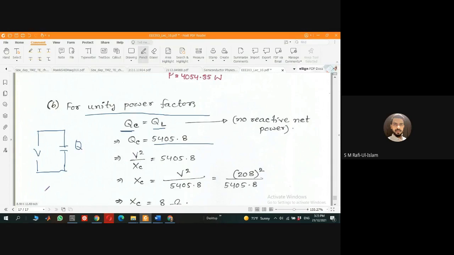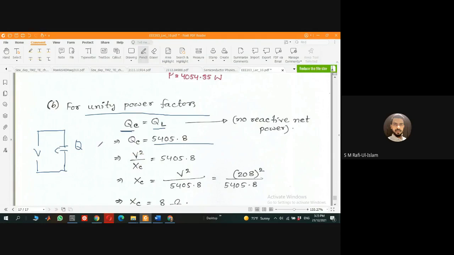Remember, power we have learned, V square by R. Yes, but because this is a capacitor, we need to use the magnitude of the reactance and the magnitude of the voltage acting across the capacitor. So I need to use Q equal to V square by XC, or I square XC.